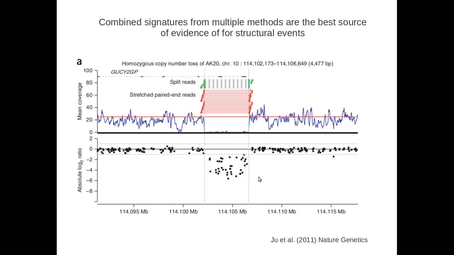So just before we move on from these specifics of how these various methods infer these different classes of events, I wanted to mention that in the end, oftentimes these methods are most effectively applied when the signatures from the different classes of methods uniformly give the same answer as to the type of event that took place. So here's a case.